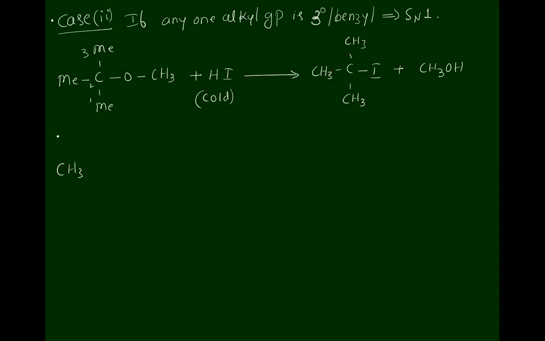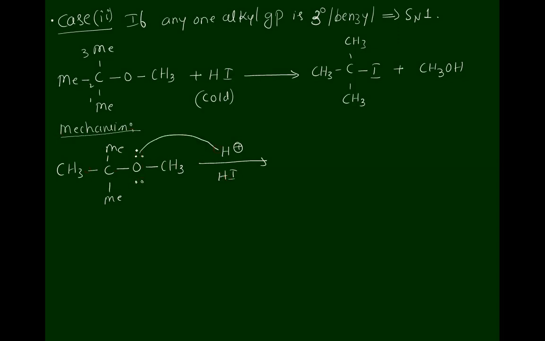The mechanism involved in this reaction: (CH3)3C-O-CH3. The H plus ion, which is obtained from hydroiodic acid, attacks the lone pair electrons of the oxygen atom to form the protonated ether.